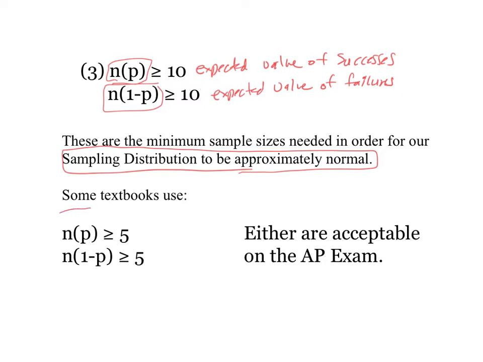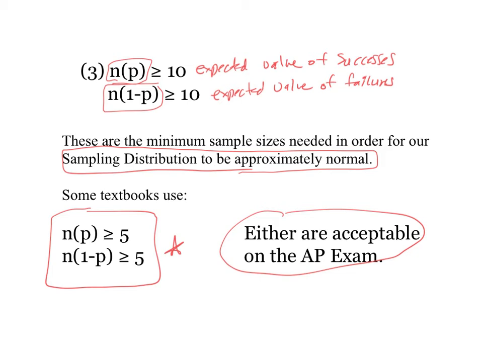And we mentioned that some textbooks use this instead of 10, that they say 5 is enough if it's 5 or more of each. We can use that condition on the AP exam. Either of them are acceptable, so you can do it either way.